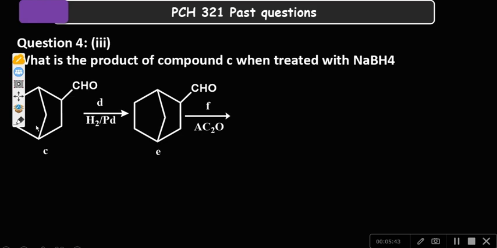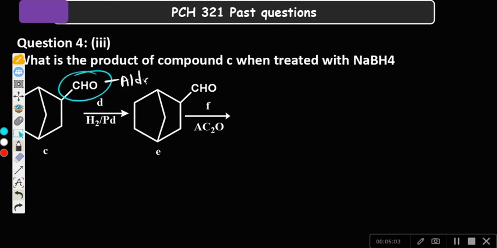The next one says, what is the product of compound C when treated with sodium borohydride? Now, when treated with sodium borohydride, compound C will selectively reduce the aldehyde functional group. This group here is what we call the aldehyde group. All right? The aldehyde group. And aldehyde groups are easily reduced by what? By sodium borohydride. Something like this. You have aldehyde arrow, C double bond O.